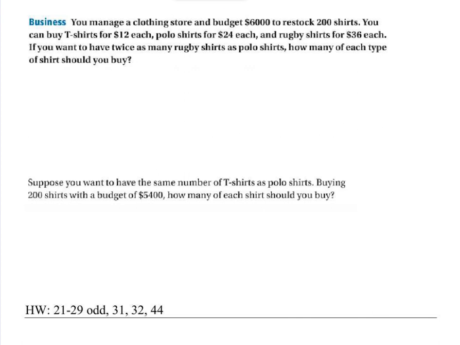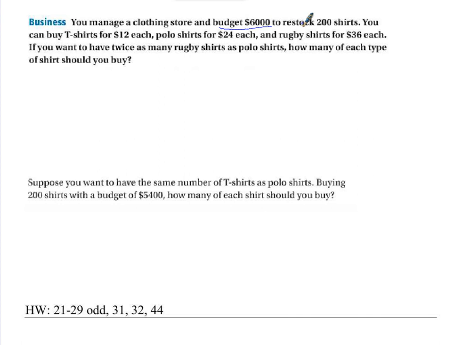You can't escape a section in Algebra 2 without doing story problems, so here we go. You manage a clothing store and budget $6,000 to restock 200 shirts. You can buy t-shirts for 12, polo shirts for 24, rugby shirts for 36. If you want to have twice as many rugby shirts as polo shirts, how many of each type of shirt should you buy? This is assuming that you're going to blow the entire budget restocking. So the budget is $6,000, you're going to spend $6,000.